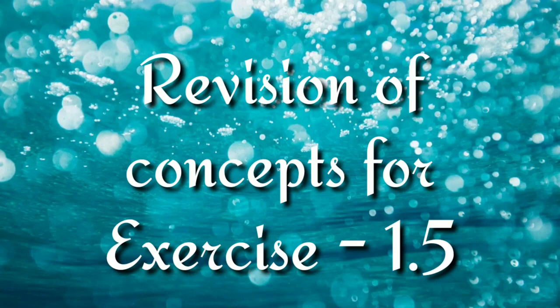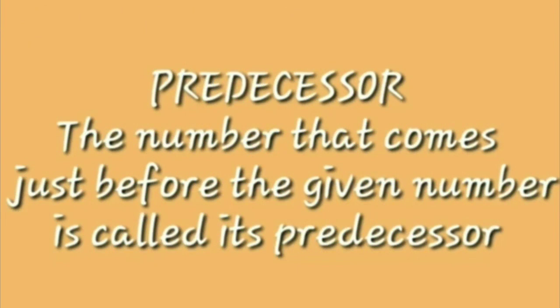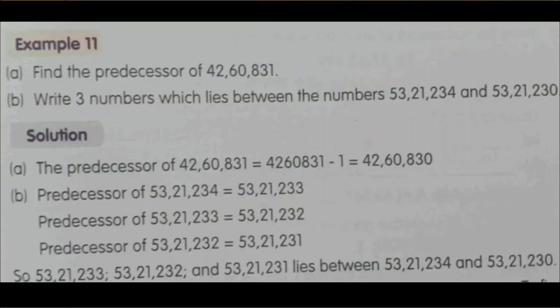Let's start with the revision of concepts that are needed for solving exercise 1.5. The exercise is based on the concepts of predecessor and successor. As you already know, the number that comes just before the given number is called its predecessor. It means that for finding the predecessor, you just need to subtract 1 from the given number. Now let us take an example to clarify this concept.